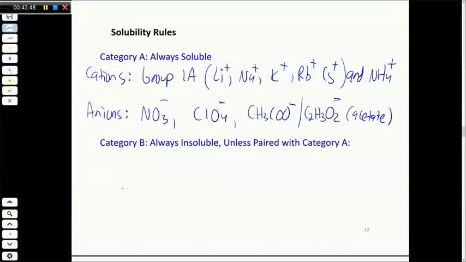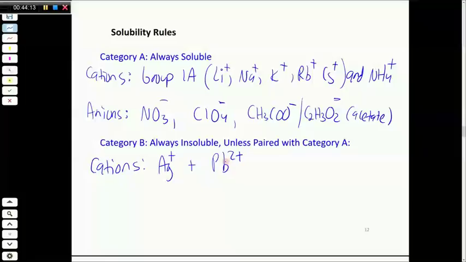All right, so the cations that fall in this category are silver plus, and this is the classic one that you'll see in a lot of these problems as forming a precipitate, and the one we just looked at in that example I started with, lead 2+. So lead 2+ compounds are always insoluble unless they're paired with nitrate, perchlorate, and acetate. So lead acetate, lead perchlorate, lead nitrate, all of those would be soluble, but any other ionic compound with lead 2+ in it would be insoluble, and same with silver.